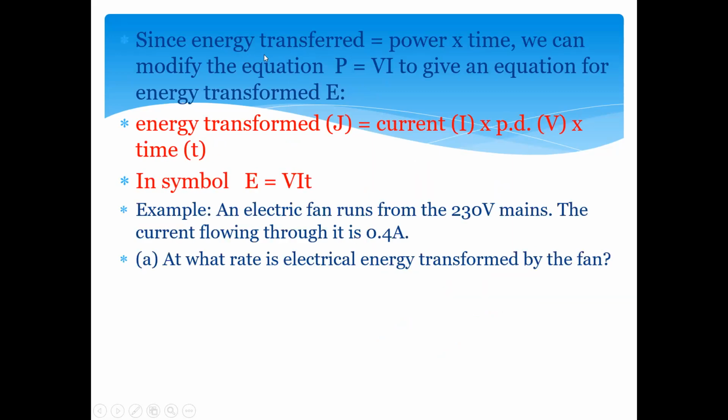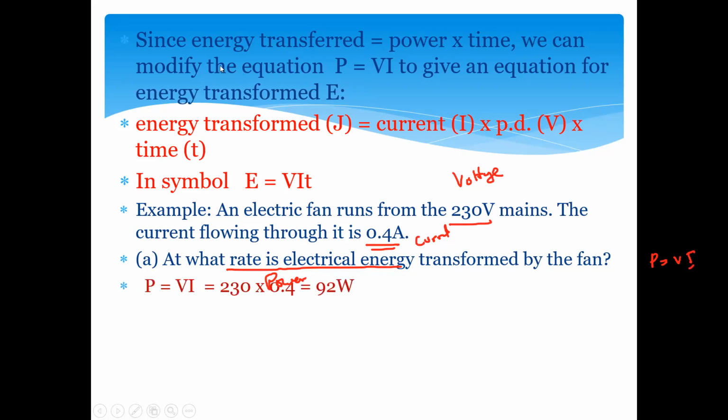For example, there's an electrical fan with a mains voltage of 230 volts, and the current flowing is 0.4 amperes. At what rate is electrical energy transformed by the fan? They're asking for power. The power is a product of voltage and current, so 230 multiplied by 0.4 gives 92 watts. It means every second the fan will consume 92 joules.